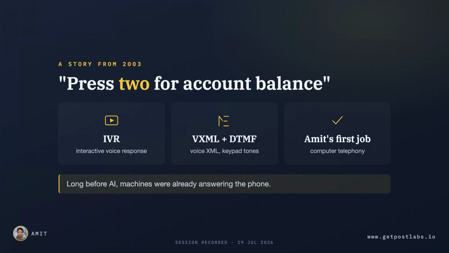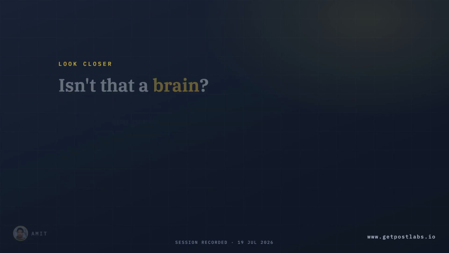When you got your first mobile, around 2003, there was the IVR system. Press 2 for account balance. It still exists today. My very first job was exactly this. Computer telephony integration. A language called VXML, Voice XML, reading the tones from your keypad. Now watch what that old system does.